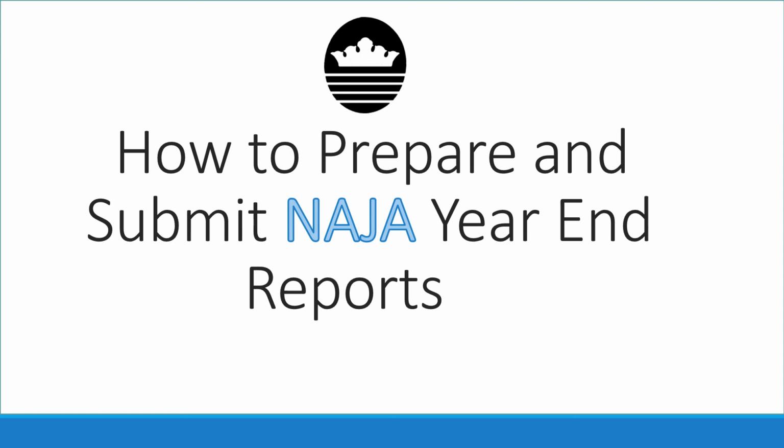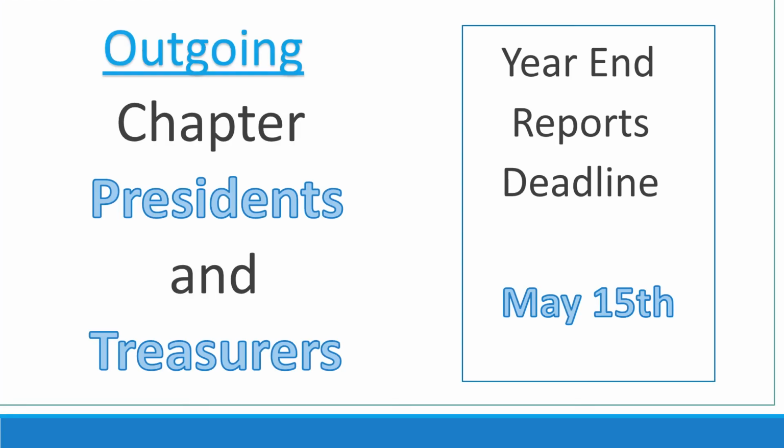This video was produced in order to help our chapters with their year-end reporting. One of the last duties of the chapter president and treasurer is to prepare and submit year-end reports for their chapter for the year ending April 30th. These reports are due by May 15th. There are basically two parts to these reports. One is the bulletin verification, and the other are online reports concerning hours and finance.